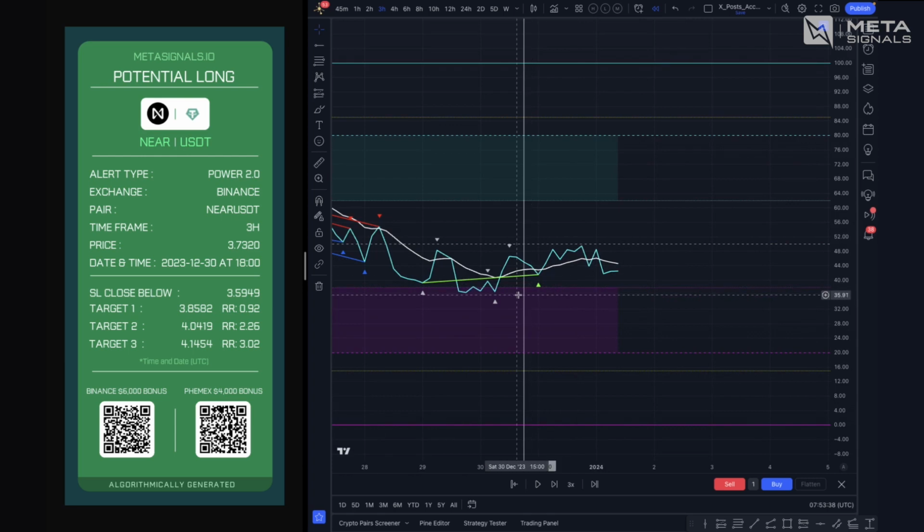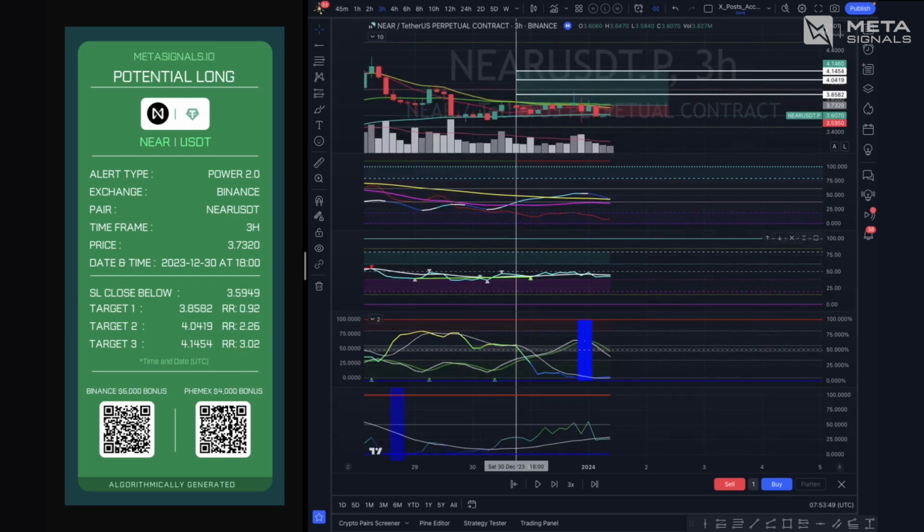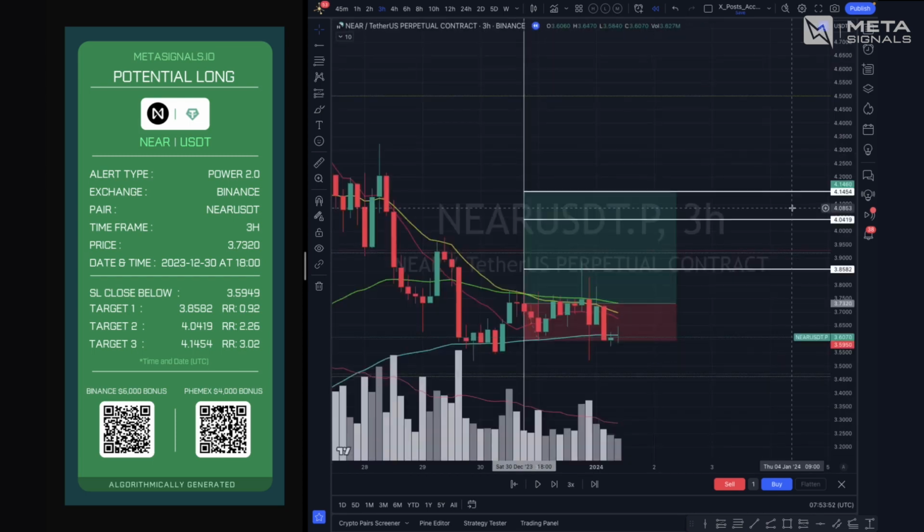RSI especially below 50 with no bullish divergence probably was a signal that, hey, there's a better entry available here. If you had just gone the lazy route and entered on the SMA 9, that would have gotten you in right here, say 3.6632. That would have been a better entry.